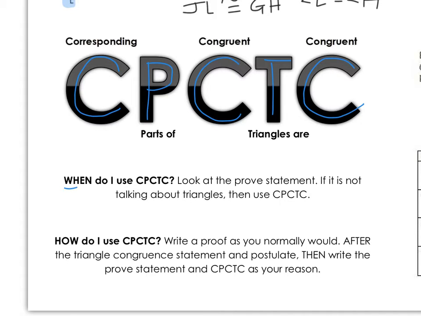So when am I going to use this? I'm going to use it when I look at my proof statement in a proof, and it's talking about proving either segments are congruent or angles are congruent. I'm going to be using CPCTC, not just the triangle proof. How do I use it? You do your normal proof, and after your triangle congruent statement, which is where you're saying triangle blah blah blah is congruent to triangle blah blah blah, that's when we're going to use CPCTC.